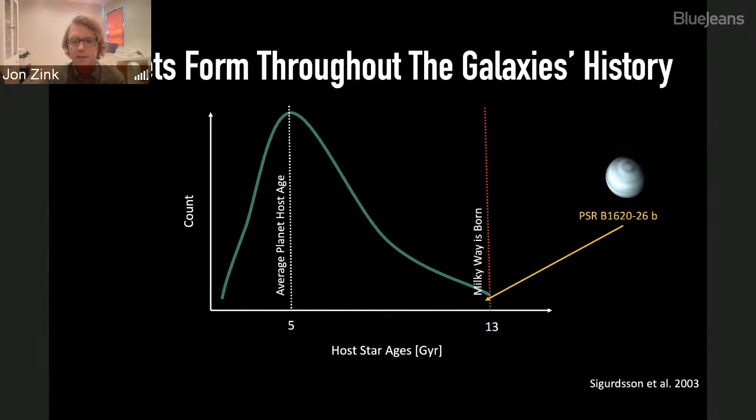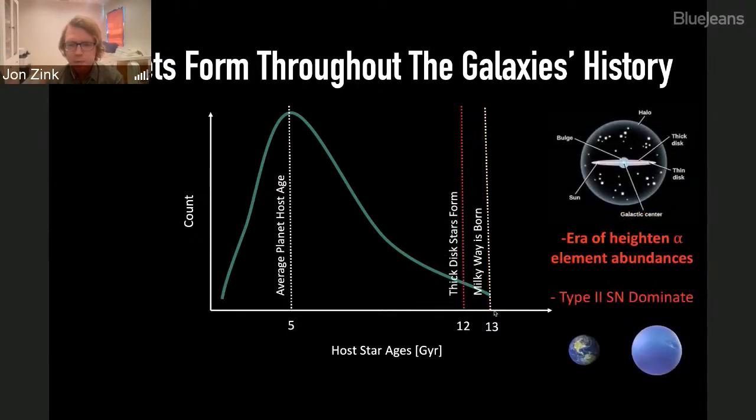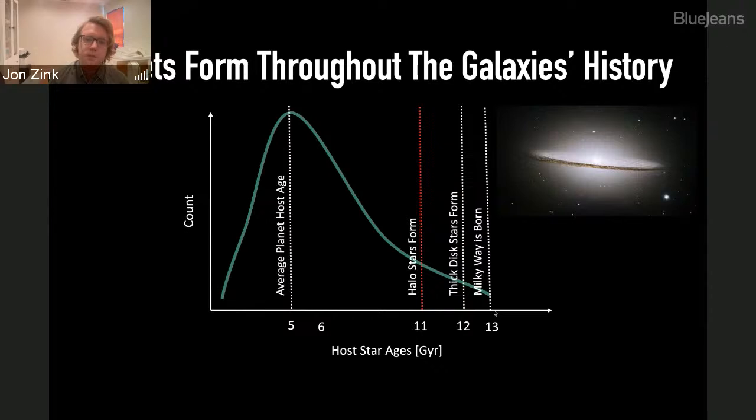And so throughout this process of galactic formation, a lot is going on. At about 12 gigayears ago, the thick disk starts to form. In this era, we have heightened alpha element abundances. Type 2 supernovas are dominating, impacting the stellar population and likely impacting the planet population as well. Moving forward, the halo starts to form in the galaxy 11 gigayears ago, potentially capturing stars that may have been ejected from other galaxies that were disrupted and things like that.